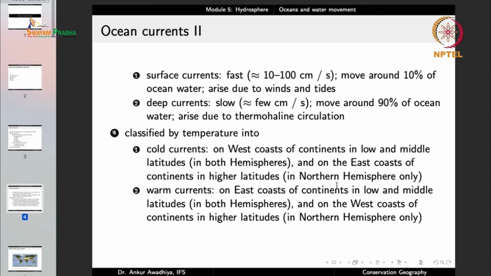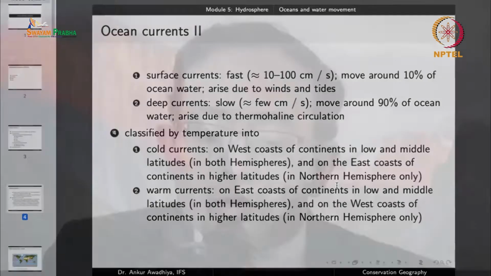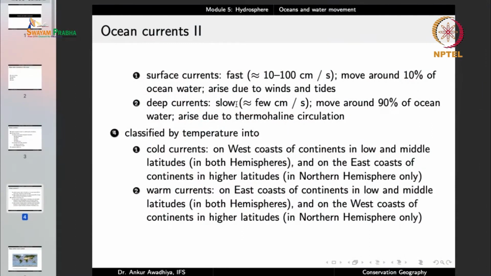On the other hand, we also have deep currents which are very slow, typically a few centimeters per second, but they move a large quantity of water. As much as 90% of movement of ocean waters is due to the deep currents. And these deep currents are mostly the thermohaline circulation that we just talked about. So deep currents are slow, but they move a large quantity of ocean waters, and they arise due to thermohaline circulation.